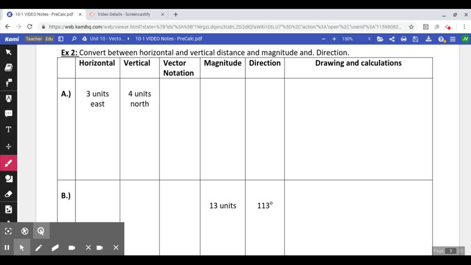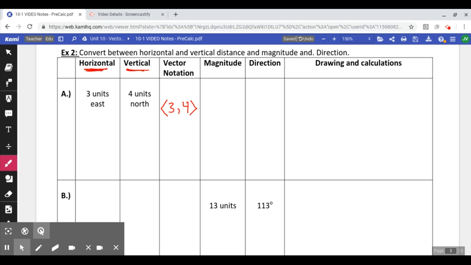If we look at the first column, we've got the horizontal piece, and that's 3 units to the east. So in my vector notation over here in this column, I'm going to write a positive 3. Of course, 3 units to the east would be 3 units to the right. 4 units north is the vertical column. And so we're going to write that as positive 4 in our vector ordered pair.